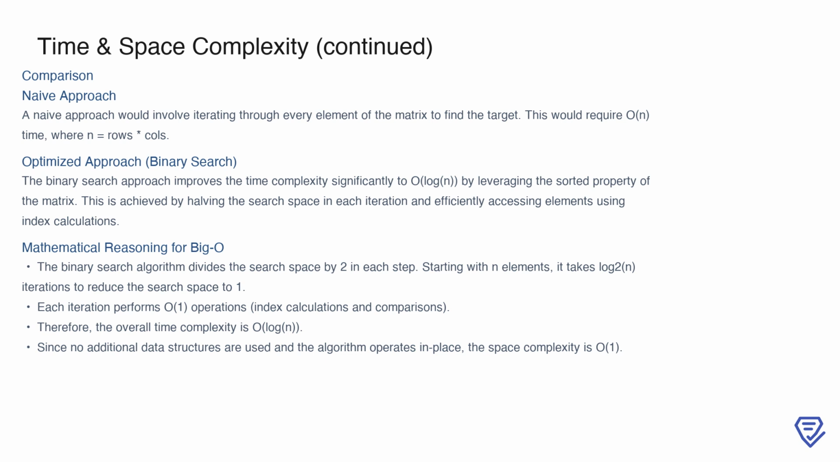This improvement is achieved by leveraging the sorted property of the matrix. By halving the search space in each iteration and directly accessing elements using efficient index calculations, binary search avoids the need to check every element.